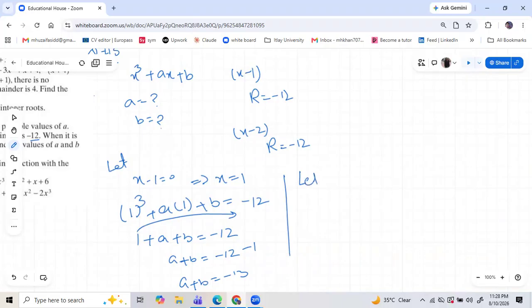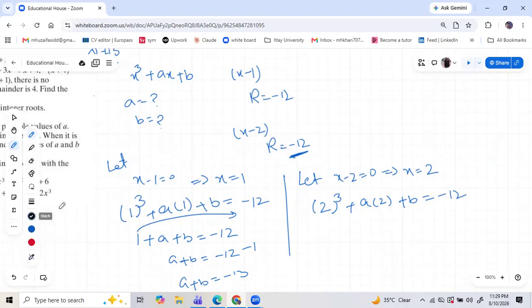So let x minus 2 is equal to 0. So it gives us x is equal to 2. Now we put it in our equation. This is 2 power 3 plus a into 2 plus b. This is equal to minus 12 because this is already defined in our statement: x minus 2 divides this equation, and its remainder is minus 12.